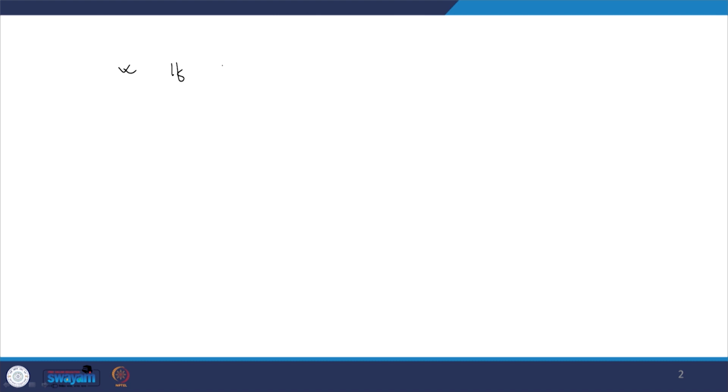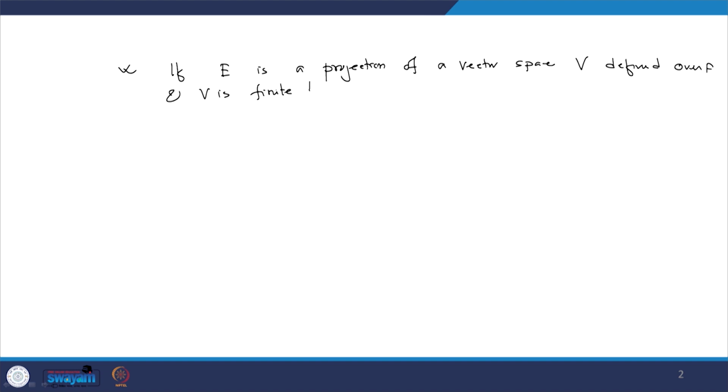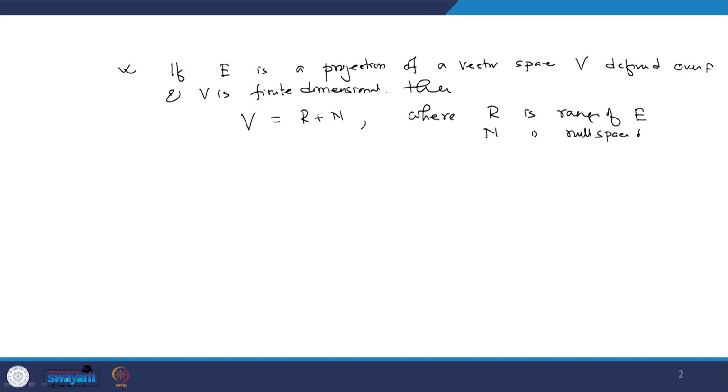We have seen if capital E is a projection operator of a vector space capital V, which is defined over F, and V is finite dimensional, then V is equal to R plus N, where R is the range of E and capital N is the null space of the operator E.